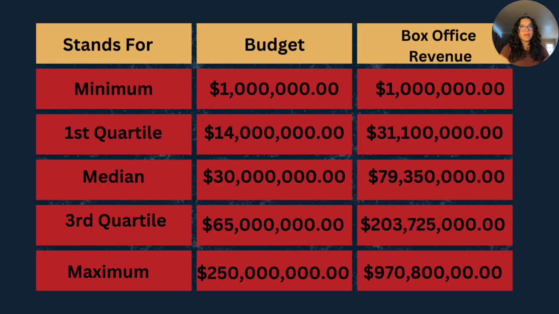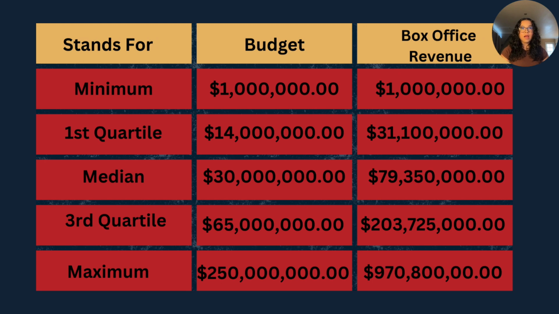Is where we found the budget and the box office revenue. Going through it, we found the minimum of each of the things, which actually ended up being the same number, ironically, kind of weird. We found the first quartile, right? One is 14 million, the other one is about 31 million.